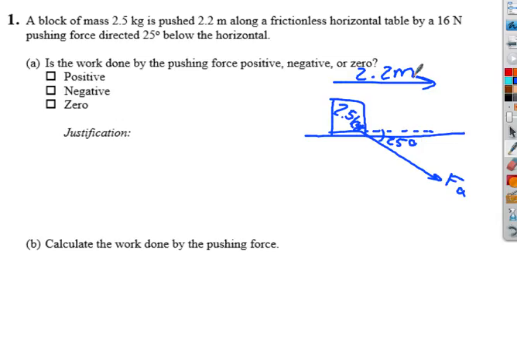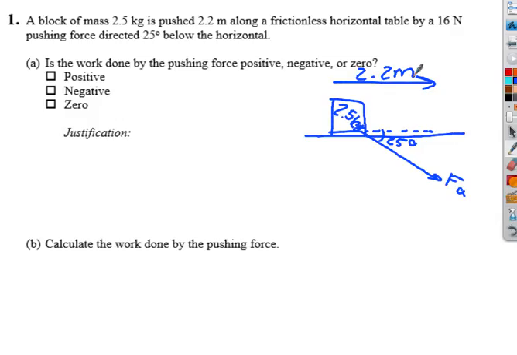Okay? So let's get to the first question finally. Is the work done by the pushing force positive, negative, or zero? All right. So how do I approach this? Again, if work is done in the same direction as the force, then it's positive. If the force is applied opposite direction of the motion, it's negative. And if the force is exactly perpendicular to the direction of motion, it will be zero.